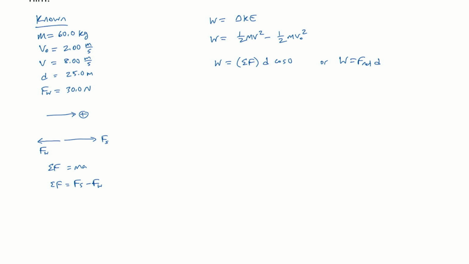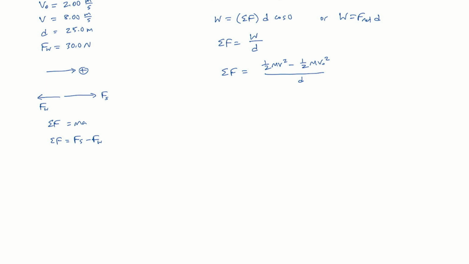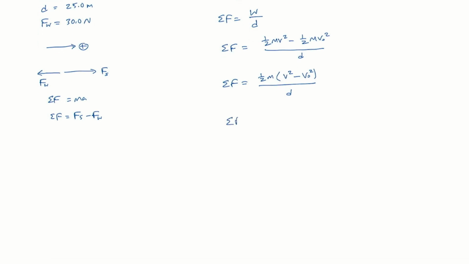And so we're going to get the sum of the forces is the work divided by the distance. All right, so the net force, or the sum of the forces, is going to be the work, which is 1/2 m v squared minus 1/2 m v naught squared, all over d. We can factor out the 1/2 m. We will get v squared minus v naught squared over d. And now we might as well substitute the numbers.